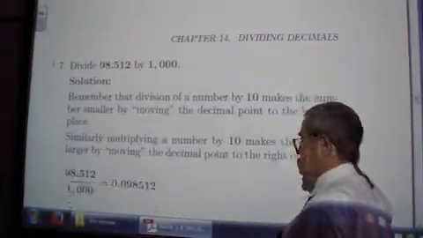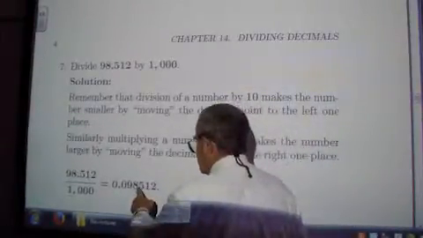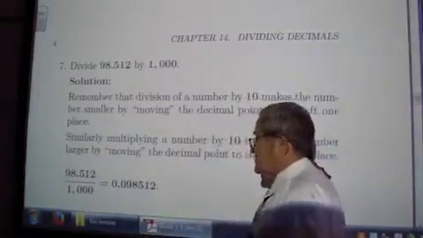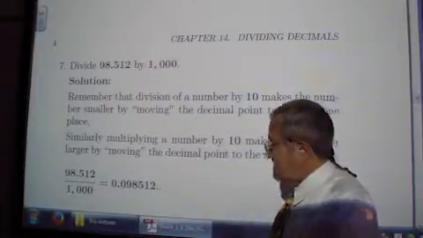And where did I tell you? Right here. The decimal point was here. It is now 1, 2, 3 places to the left. If you multiply by 1,000, the number gets bigger, then the decimal point moves 3 places to the right, or a number of places to the right.